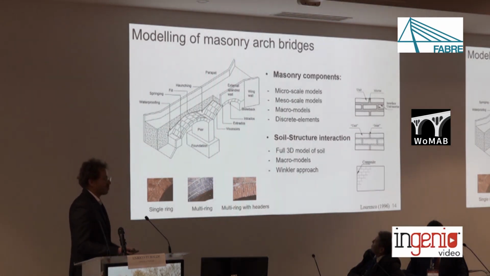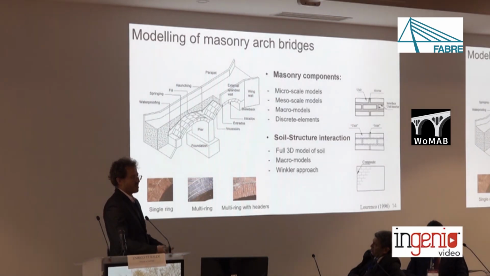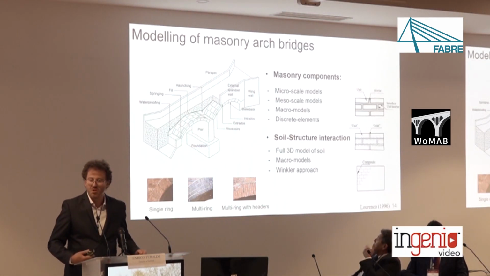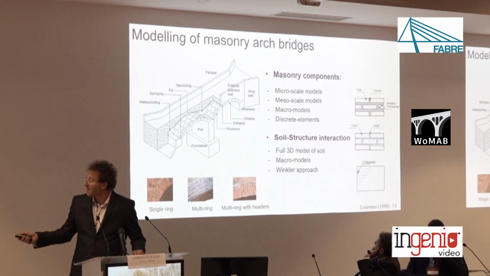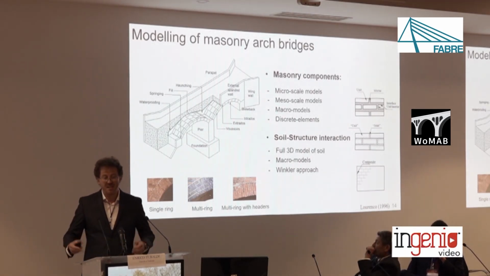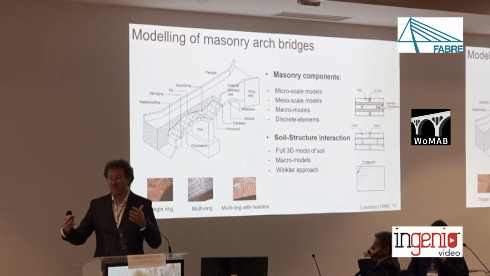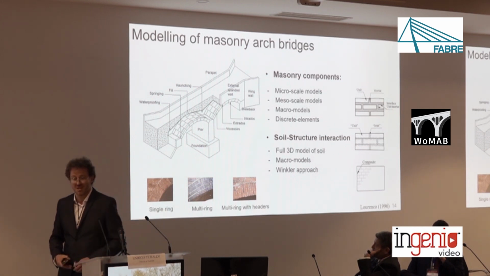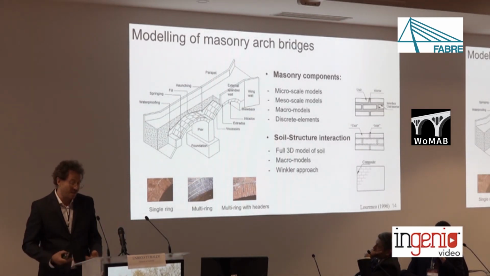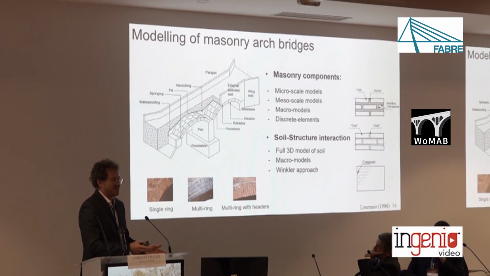Obviously, when you want to study numerically the effect of scour on the masonry arch bridge, you need somehow also to include a model for soil structure interaction. And there are, again, different approaches that include full 3D modeling of the soil as well as of the superstructure, which is obviously computationally very demanding. But also you can resort to simplified macro elements for describing the soil structure interaction, which could include also a very simple Winkler type of approach.